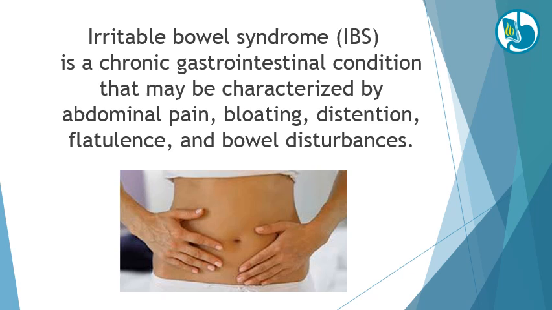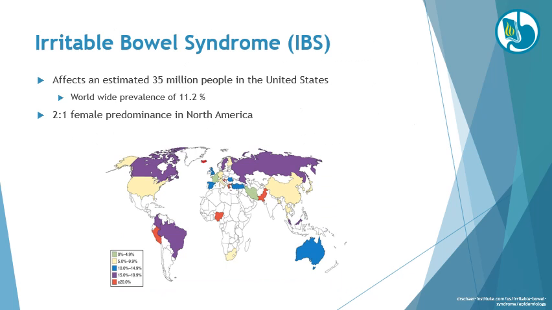IBS is a chronic gastrointestinal condition that may be characterized by abdominal pain, bloating, distension, flatulence, and bowel disturbances. Irritable bowel syndrome affects an estimated 35 million people in the United States. There is a worldwide prevalence of 11.2%. It is very startling to recognize that over 75% of patients who report symptoms similar to IBS actually remain undiagnosed.